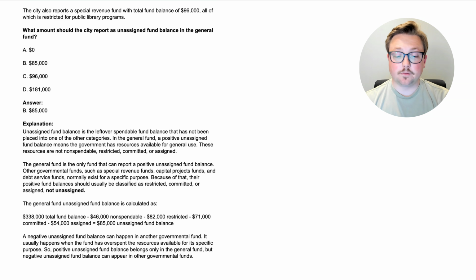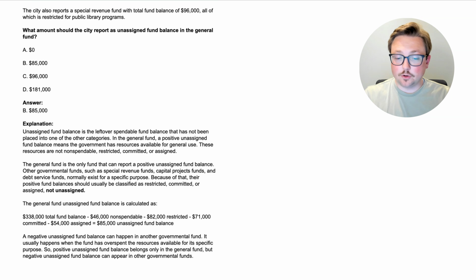A negative unassigned fund balance can happen in another governmental fund. It usually happens when the fund has overspent the resources available for its specific purpose. So positive unassigned fund balance belongs only in the general fund, but negative unassigned fund balance can appear in other governmental funds. You don't need to dive super deep into that specific piece of this, but just remember that the general fund is the only one that can have a positive unassigned fund balance, and then the other ones can have negative because maybe they overspent.